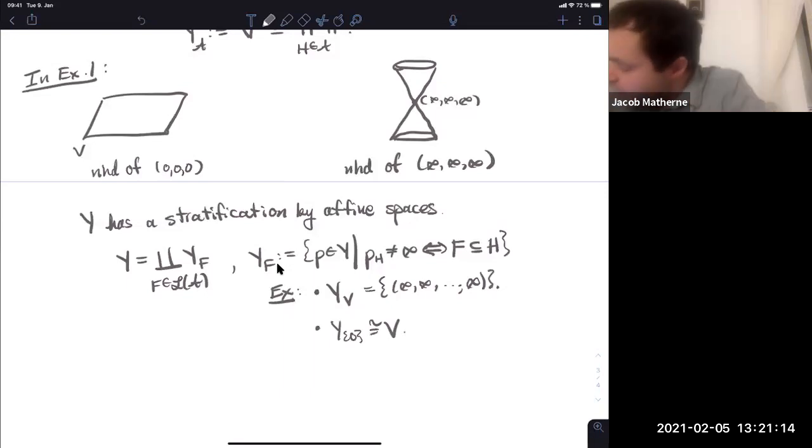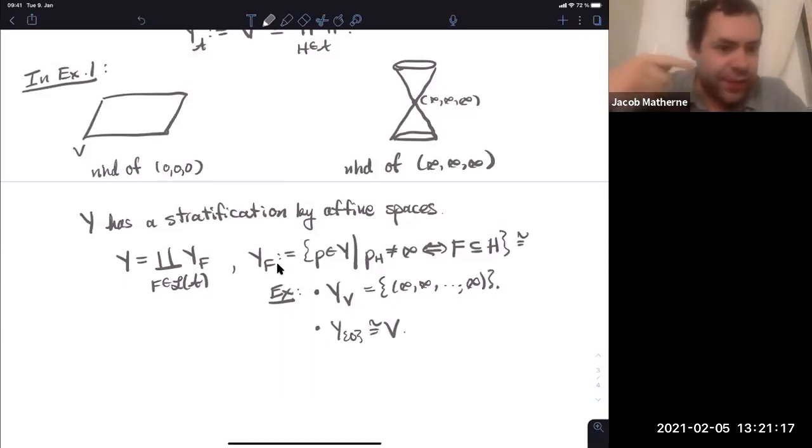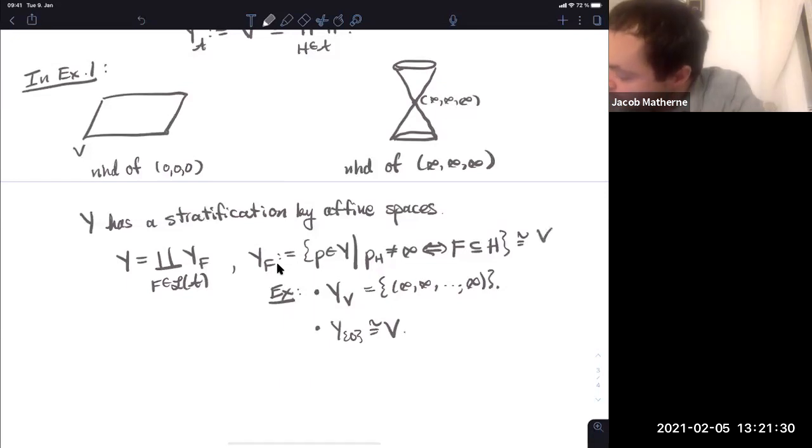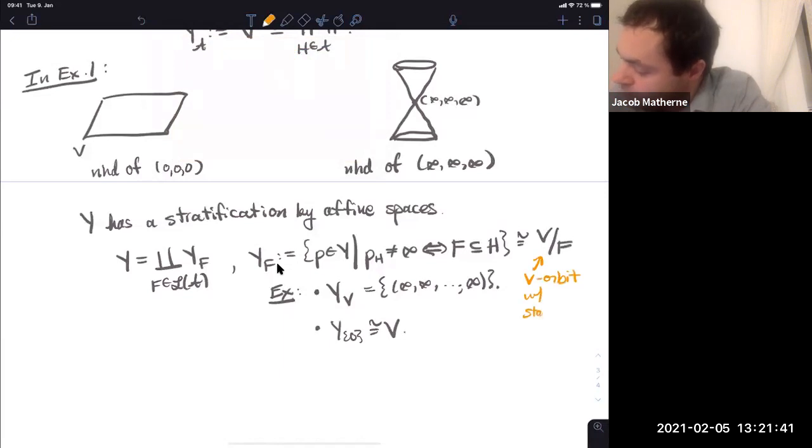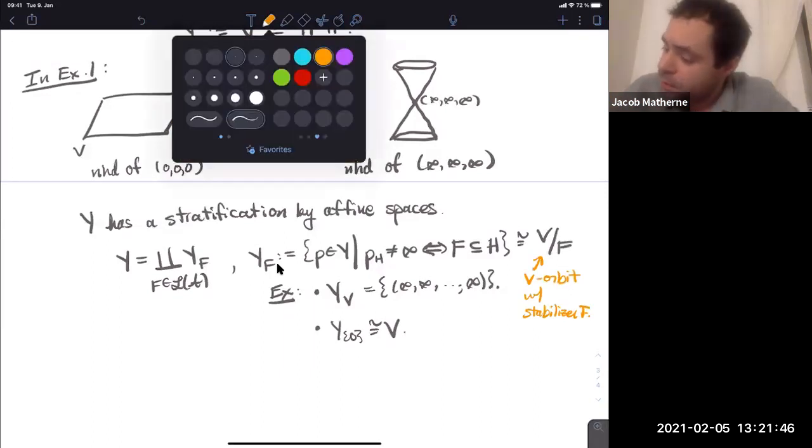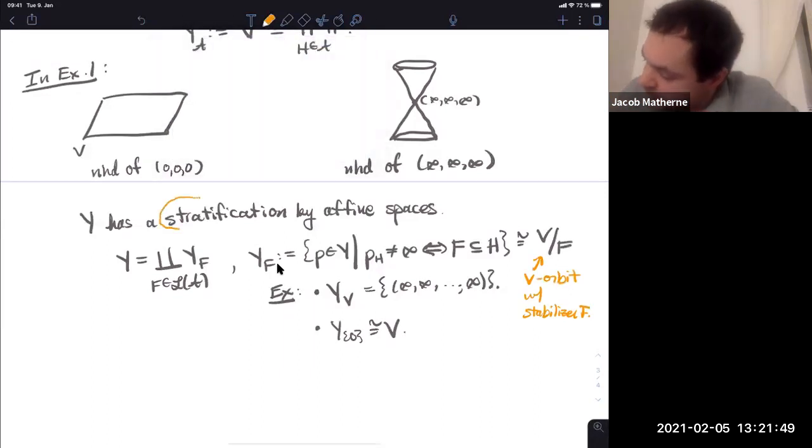Okay, so there's another way to describe this. The vector space V acts on itself by translation, by adding elements. And these strata are orbits for this action. So this is V mod F. So this is the V orbit with stabilizer F. Okay. So that's all I'll tell you about the stratification.